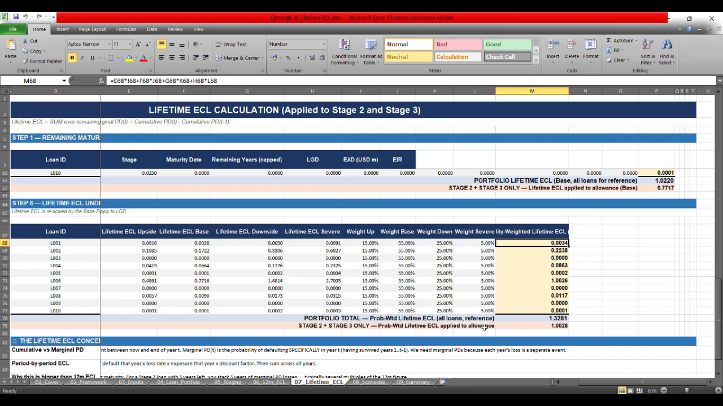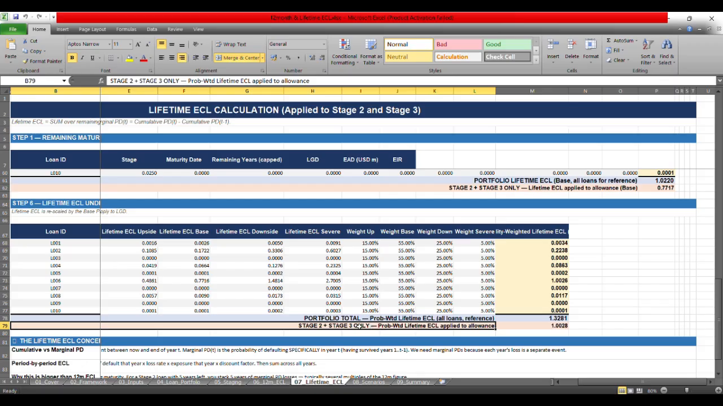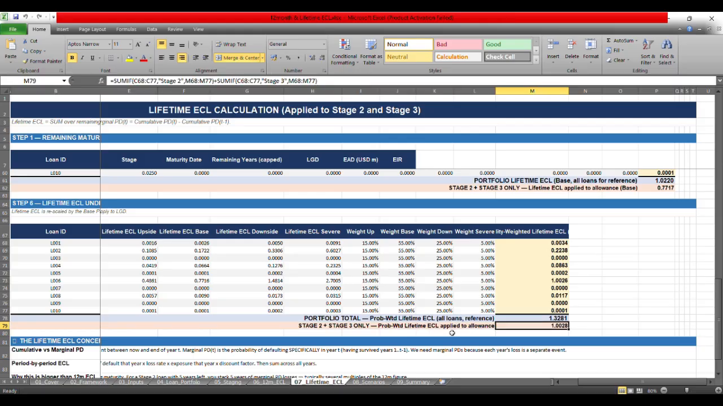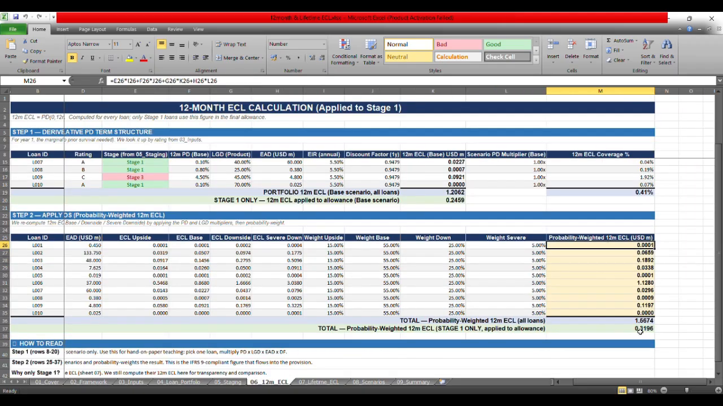So the final ECL: we apply lifetime only to the stage 2 and stage 3 loans, while for stage 1 we have already computed the 12-month ECL. By definition, for stage 2 and stage 3 the lifetime ECL should be computed, and that comes to approximately 1 million. Compared to stage 1, that was 0.32. Are you seeing the difference that I am trying to tell you?